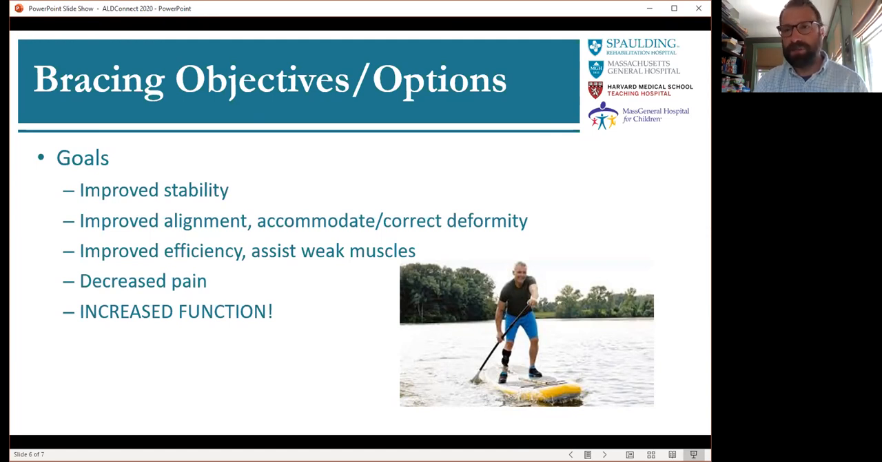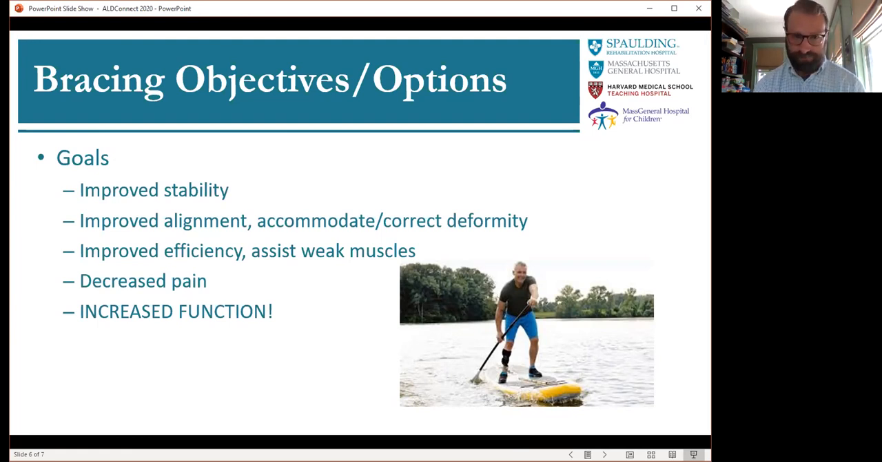And that participation is really the goal here. So often what we see when we get the correct bracing is improved stability and increased alignment, so we may correct, but often are accommodating for different spastic deformities or that kind of thing. Improved efficiency. This is the biggest thing that we're really aiming for here.